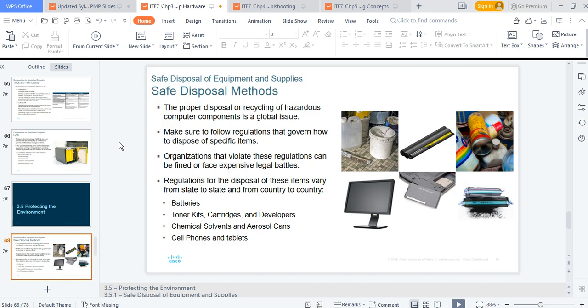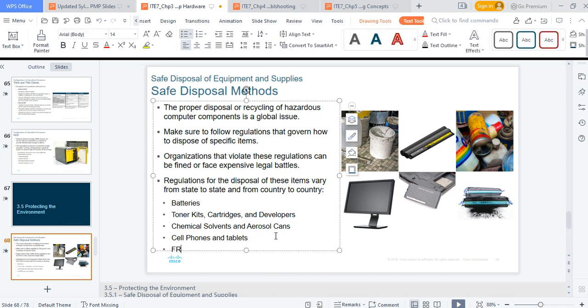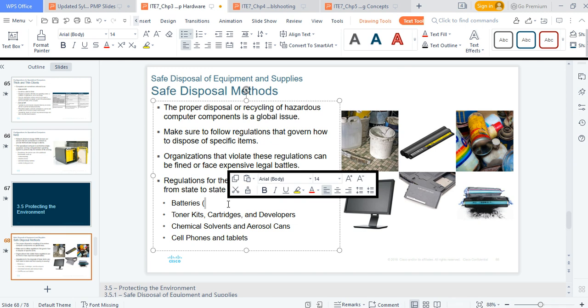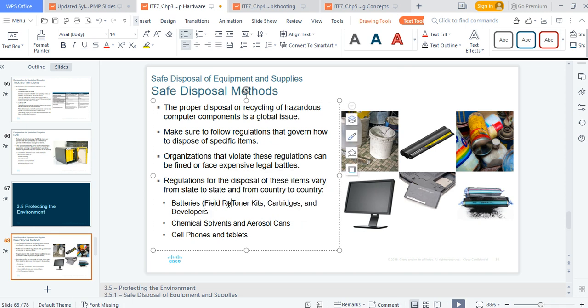Your environment is very important. Don't trash things. This is a desktop screen, paint, brush, battery. Normally we say batteries are field replaceable units. So I call it field replaceable units. You don't repair it. It's bad, it's bad. Throw it away, get a new one. Field replaceable items.